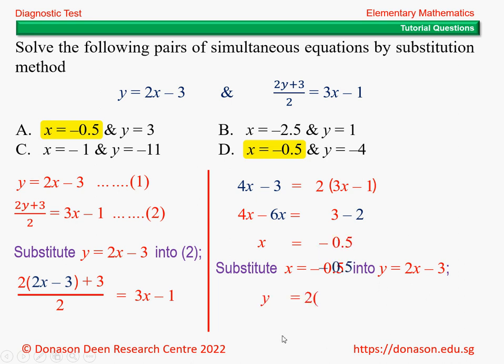So y equals twice of the x value, which is negative 0.5, and then minus 3. Twice of negative 0.5 would of course be negative 1, and then a negative 3. Minus 1, minus 3, altogether it becomes minus 4. So the y coordinate should be minus 4, and therefore only option D gives x as negative 0.5 and y as negative 4. So that's the correct option.